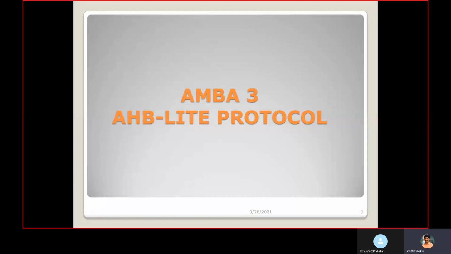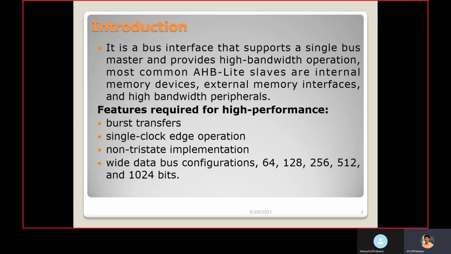Hi. Now we are going to see about the AMBA 3 AHB Lite protocol, version 1. AHB is an on-chip protocol. Introduction: it is a bus interface that supports a single bus master and provides high bandwidth operation.